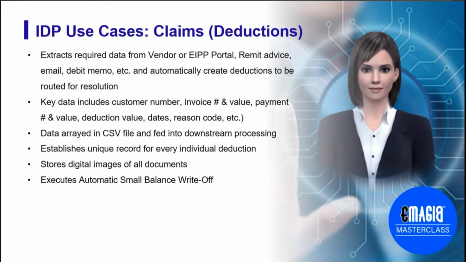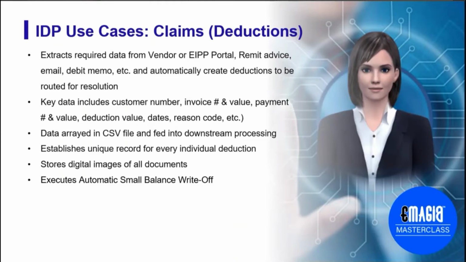And what is that source? Well, it can handle a lot of different sources. A customer's vendor portal, your own EIPP portal. Customer visits your EIPP portal, makes a payment, pays short, includes the remit advice, hopefully includes some reason as to why they paid short. So IDP extracts this key data from multiple sources, the remit advice in all different forms, emails, debit memos, and it automatically creates the deductions to be routed for resolution. So that's the first step.